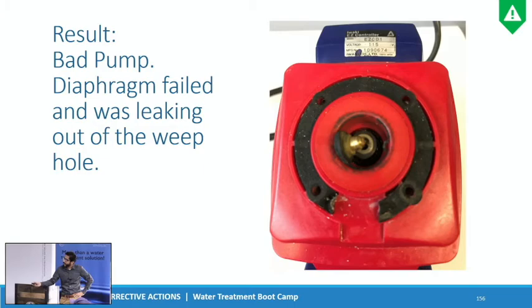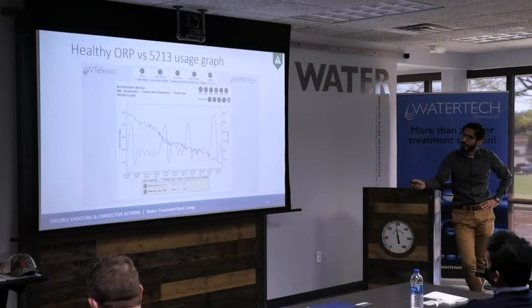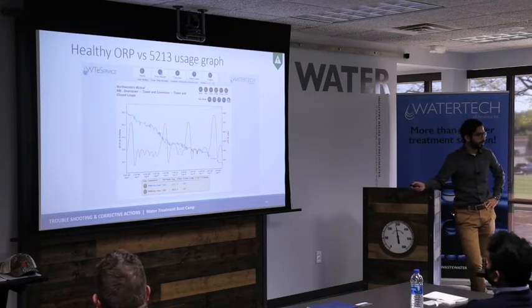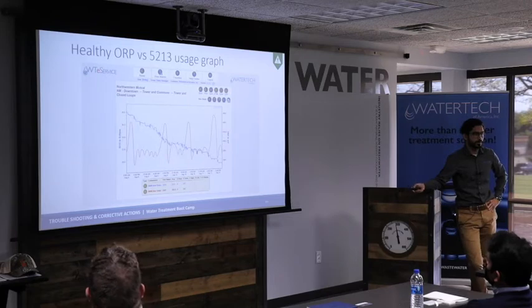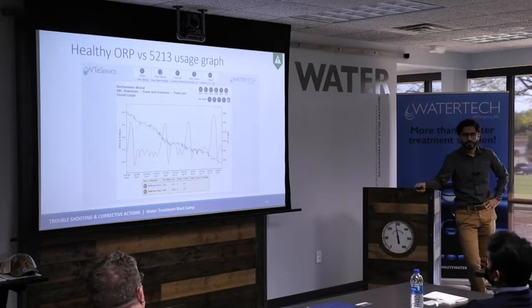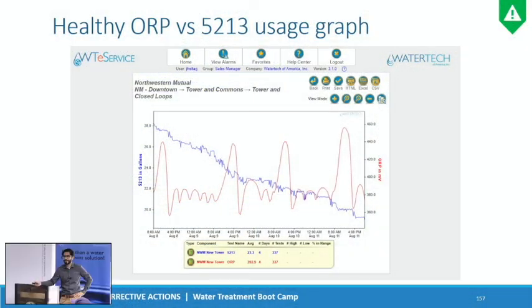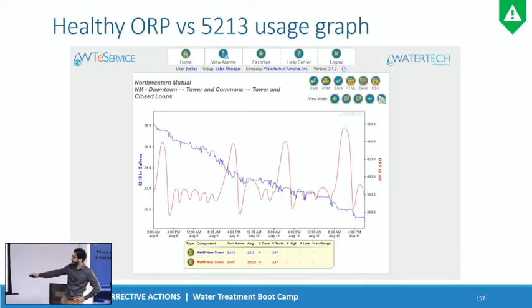So this is a healthy graph of ORP versus 5213, which is your chlorine. Does anyone know what ORP stands for? No? Guesses? Come on, guys. Oxygen reduction potential. So in this graph, you have two readings. You have gallons, which is your sensor. It tells you how many gallons are in the tank. And the red one is your ORP.